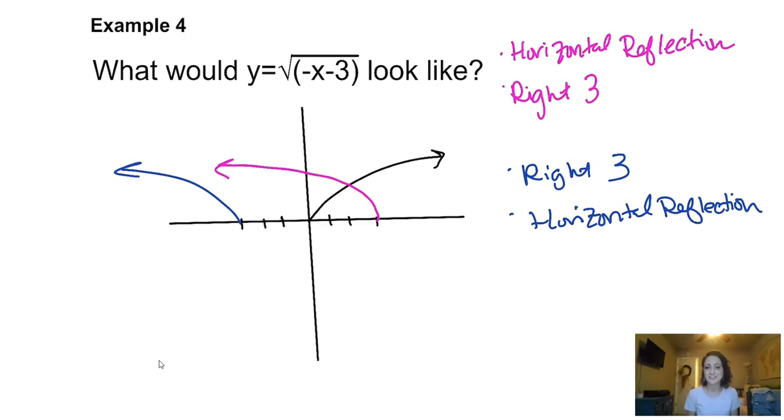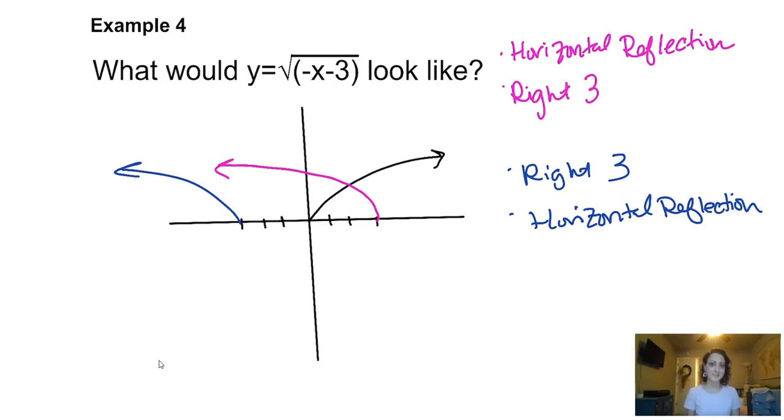I've graphed the parent function, just y equals square root of x, and then we know that we need a horizontal reflection, and we know we need to move to the right 3. The question is, what order? Does the order even matter? So with that pinkish purplish graph, I flipped over the y-axis first, and then I shifted to the right 3. For the blue, I shifted to the right 3, and then I flipped over the y-axis.